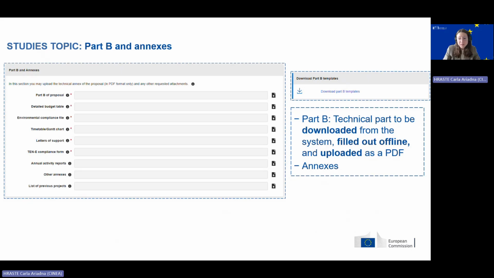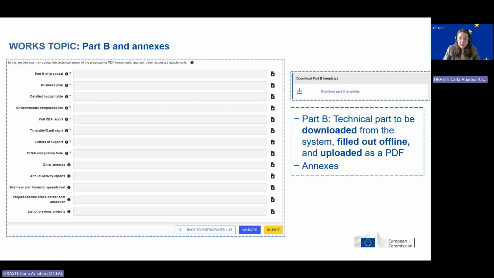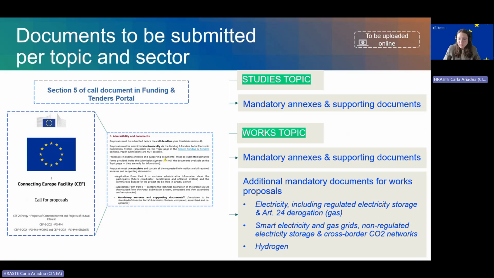In this slide, you can see the list of documents requested in Part B and annexes for studies. And here is a list for documents requested for works. Section 5 of the call document, which can be found in the Funding and Tenders portal, explains the required documents per sector. In this slide, you can also see an overview of the grouped sectors.